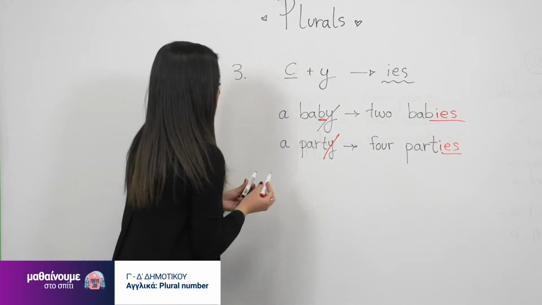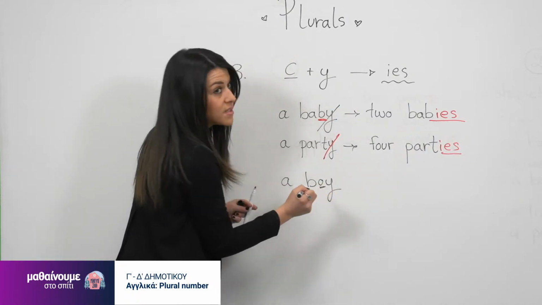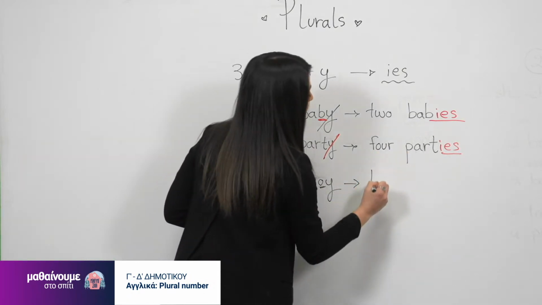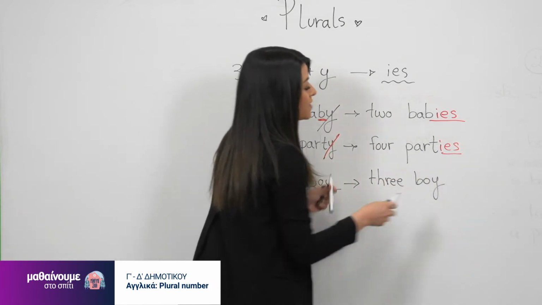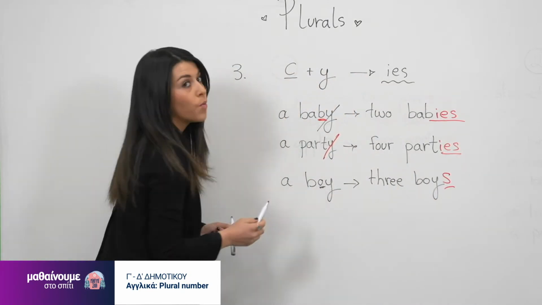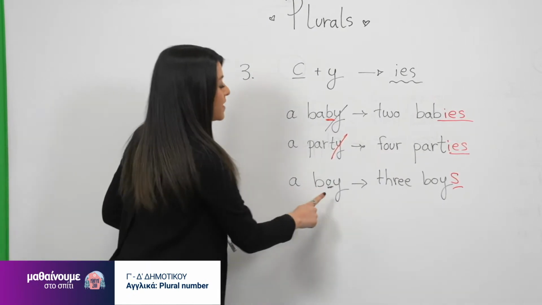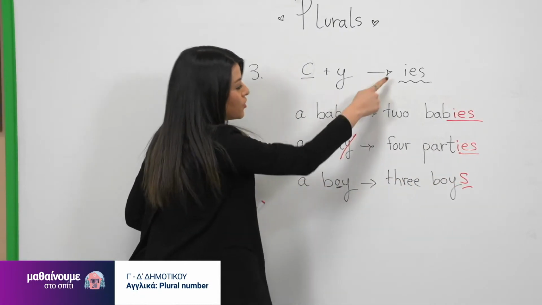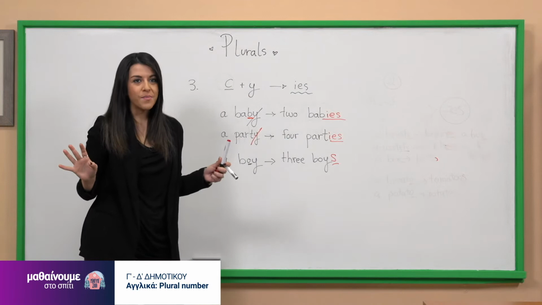For example, a boy, this is a vowel, right? It's not a consonant, so we don't put IES. We say, let's say 3 boys, just with an S. Like the first rule, okay? Because here, this is a vowel. Remember the vowels? A, I, E, O, and U. So this is a vowel, so we only put S. This is a consonant, as well as this, so we erase it and we put IES, okay? That's very important to remember.